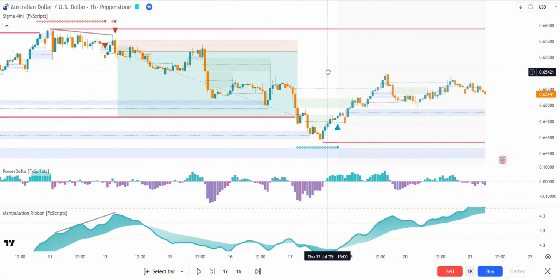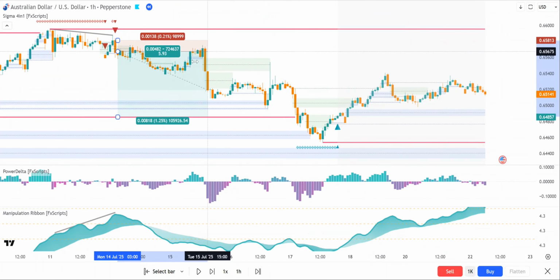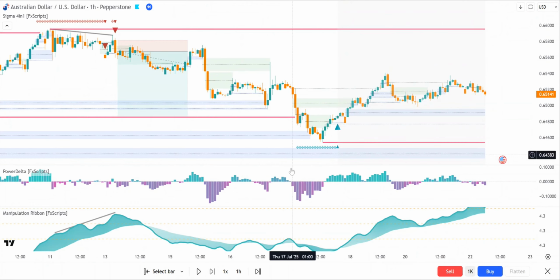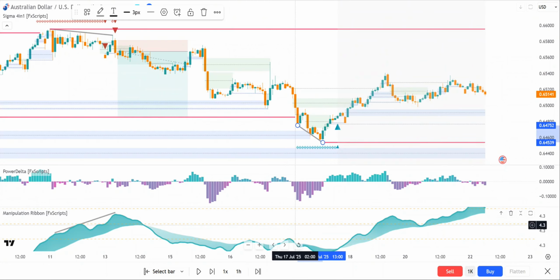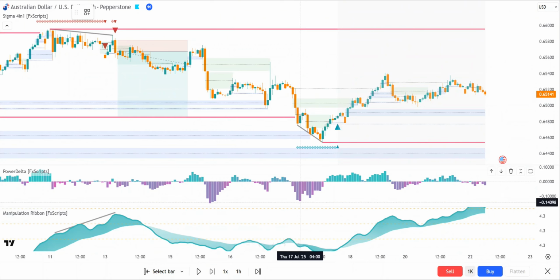So another trade I'd like to draw your attention to actually forms at the bottom. This time we have the liquidity sweep here on the daily. We have a divergence, this time with the power delta.